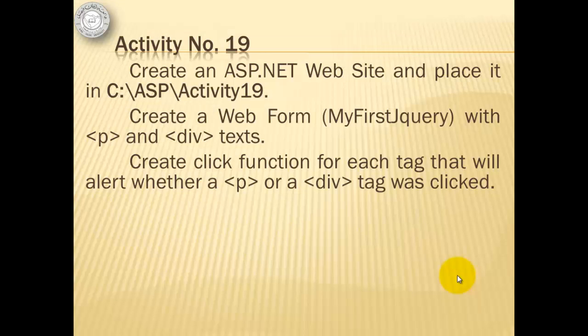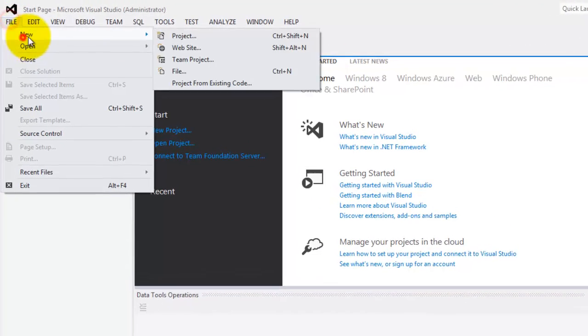For our first activity, we will create an ASP.NET website and place it in CASP Activity 19. We'll create a web form, my first jQuery, with P and div texts. We will create a click function for each tag that will alert whether a P or a div tag was clicked. Let's create our Activity 19 website.